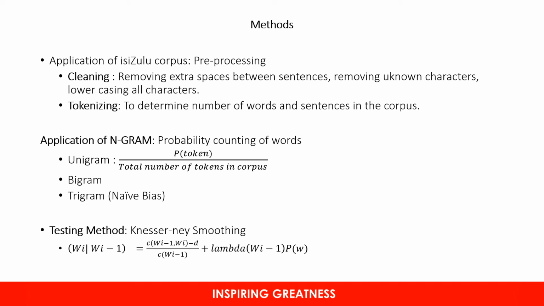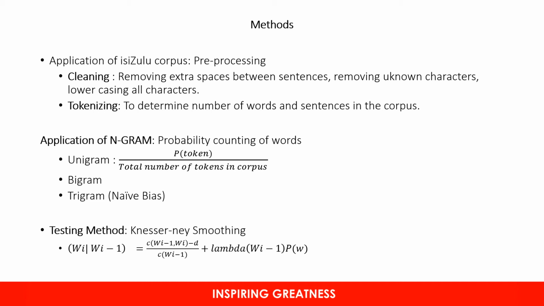In the cleaning, we'll be focusing on the removal of the extra spaces between the sentences, and also removing the unknown characters in the data. Lastly, we are going to check that all the characters are in lowercase. Secondly, we will further tokenize our corpus to determine the number of words. This will help us in the unigram process in the second phase.